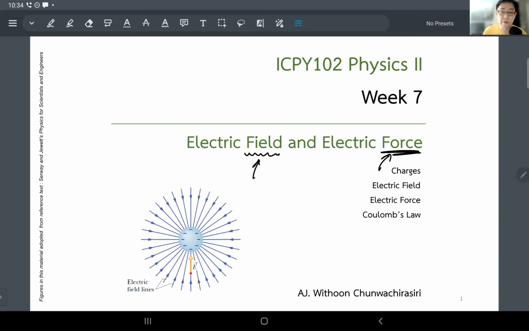Whenever you talk about force, it's a vector quantity, so the field is going to be a vector quantity as well. That's the first thing: you're going to have to go back and talk about vectors. Second, the calculus is going to be back at full force.